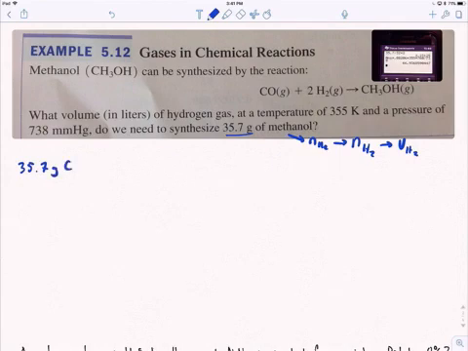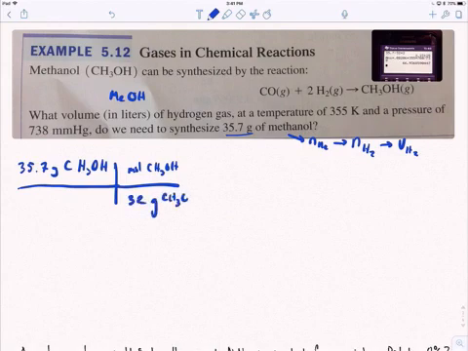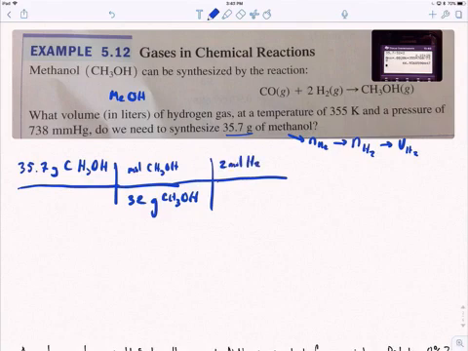So 35.7 grams of methanol. Methanol is sometimes written as MeOH, because the Me means the CH3 group, the methyl group. But I'm not going to write it that way just yet. Moles CH3OH: 12 plus 4 plus 16, that's 32. 32 grams CH3OH, is that right? Yeah, that's right.